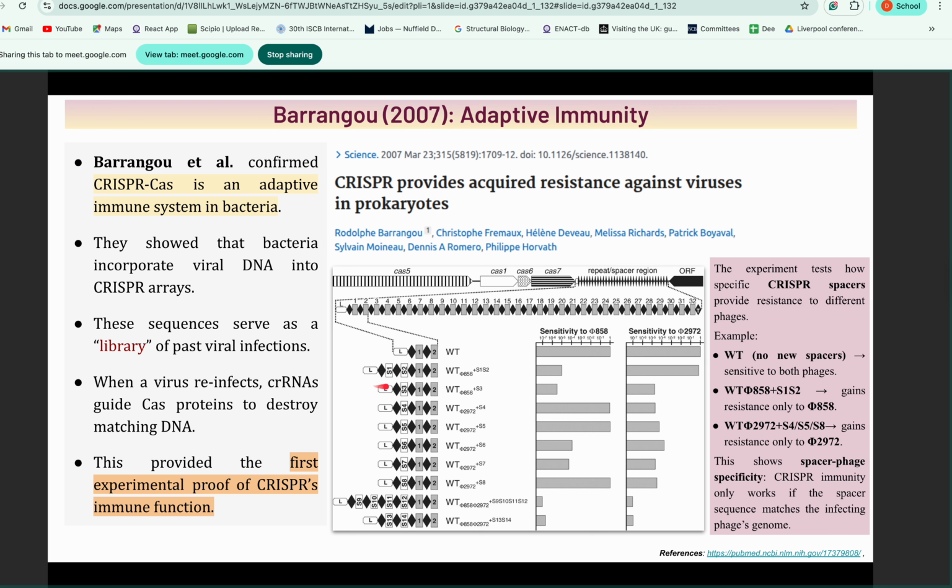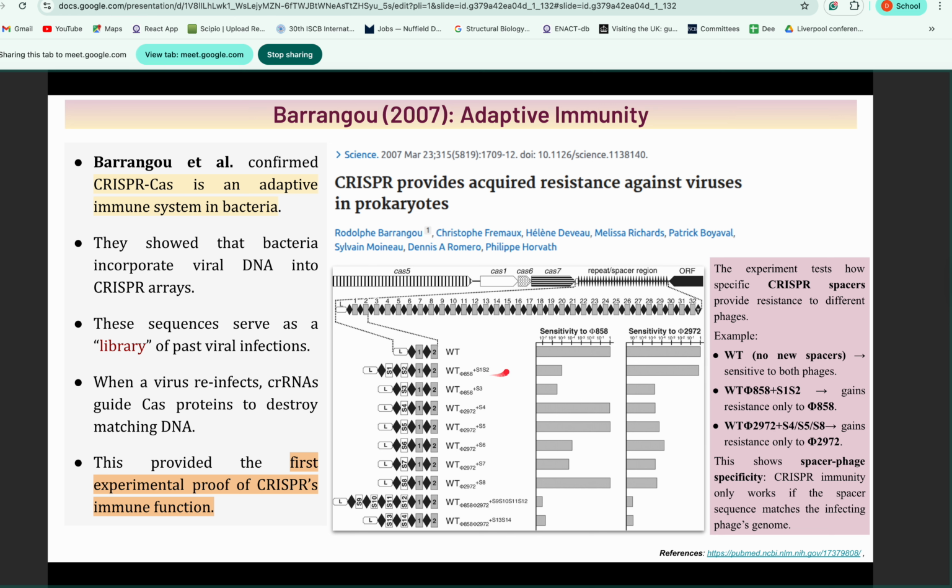Now if we look into the S1 and S2, here there is a gain of the spacer elements. You can see they have talked about the wild type 858 plus S1, S2. When we say wild type along with 858, we mean that the 858 phage has infected it and from there it has incorporated spacer 1 and 2 into its genome.